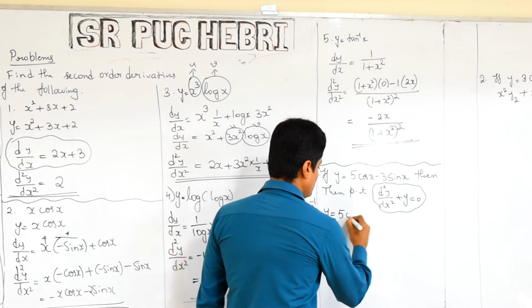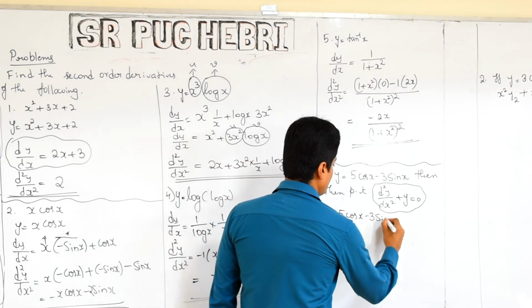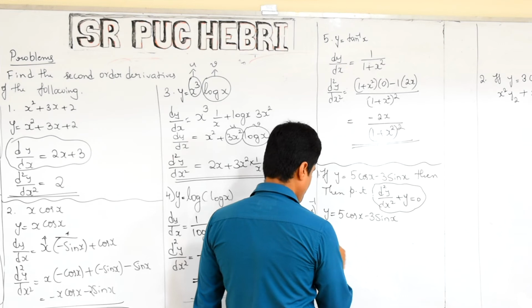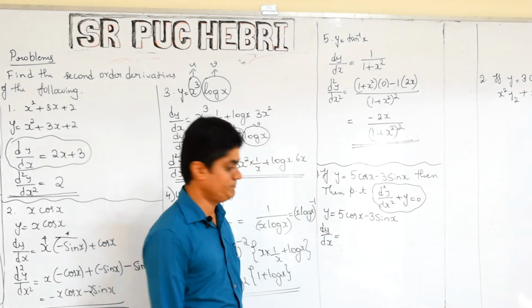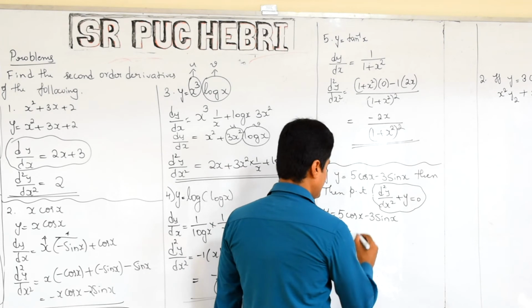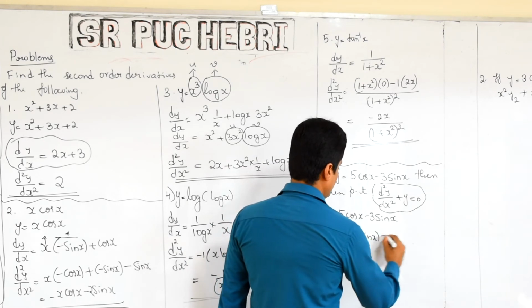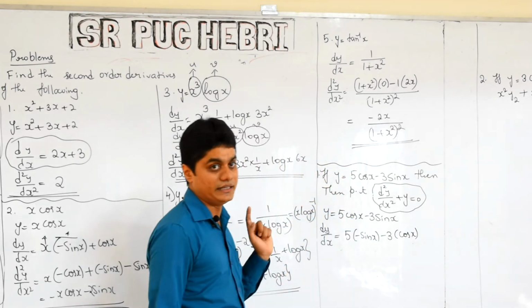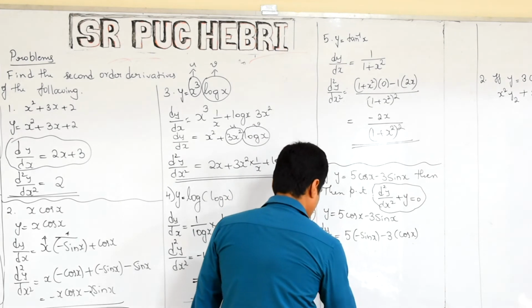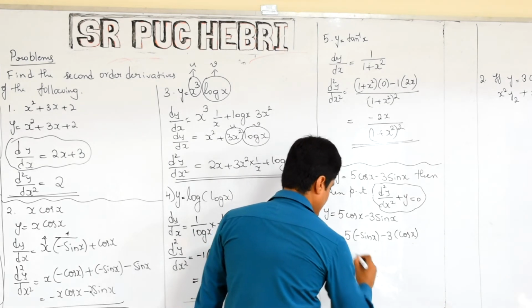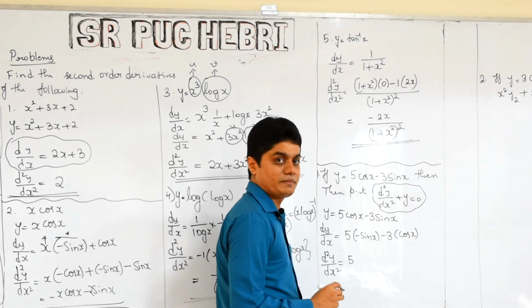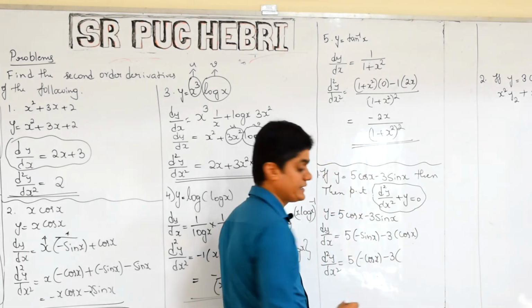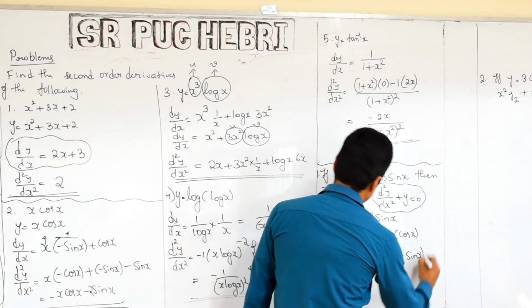y is equal to 5 cos x minus 3 sin x. Here they ask for d square y by dx square. So what you should do first, dy by dx. dy by dx is simple: 5 into the differentiation of cos x, which is minus sin x, and 3 into the differentiation of sin x, which is cos x. Got it? This is dy by dx. Next, d square y by dx square. So 5 into the differentiation of minus sin x, which is minus cos x, minus 3 into the differentiation of cos x, which is minus sin x. Correct?